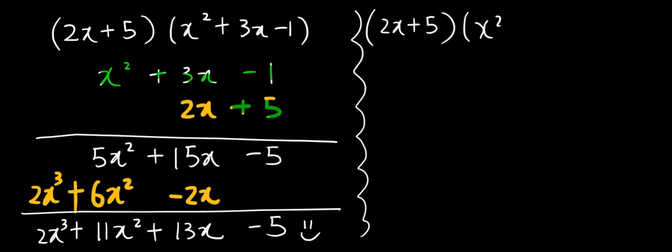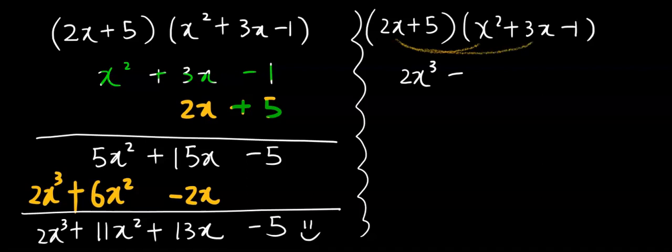Take your time, check your steps, make sure everything is right. Sometimes we might copy down too quickly, we copy down the wrong one. Okay? Alright, distributive it is. First one, 2x times x squared. 2x to the third power. 2x times 3x. That is 6x squared. Okay? And the next one, that is 2x times negative 1. That is negative 2x.